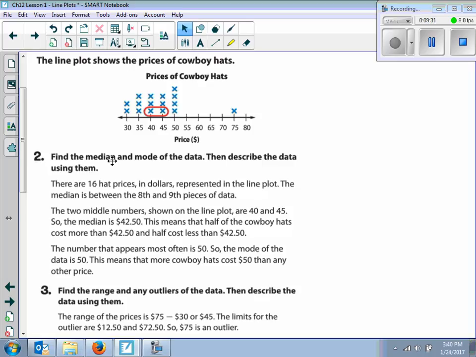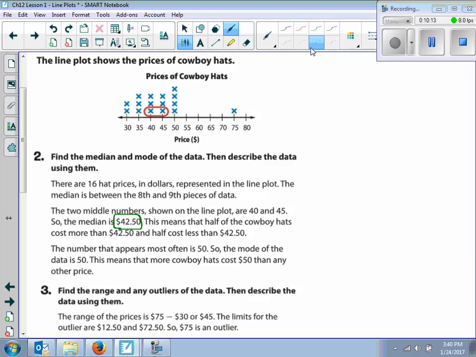So when I find the median, that means that I have to count to the 8th number from the front and from the back, right? That's good because 16 divided by 2 is 8. That's why we do that. So that's 1, 2, 3, 4, 5, 6, 7, 8. And there's the first middle number. And we've got 1, 2, 3, 4, 5, 6, 7, 8. And there's the second middle number. So 40 and 45 are the 2 middle numbers. When we find the median between those, when we add them and divide by 2, we end up with $42.50. That is the median.